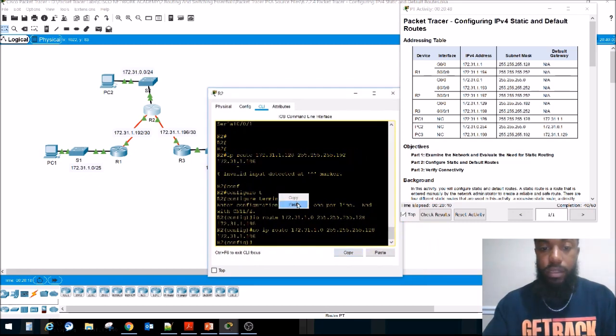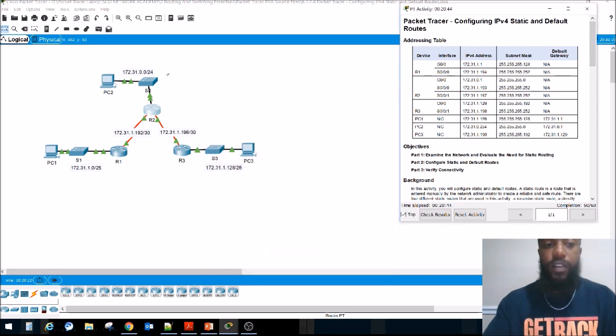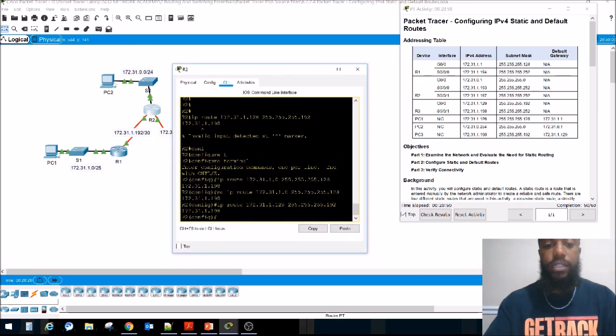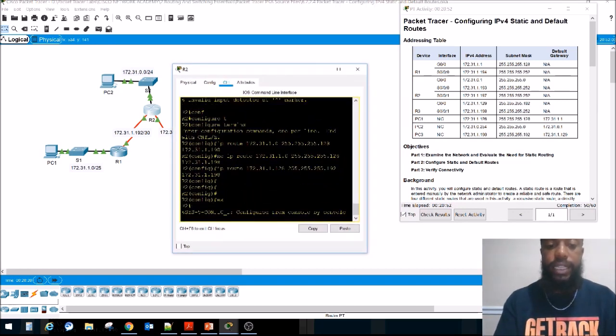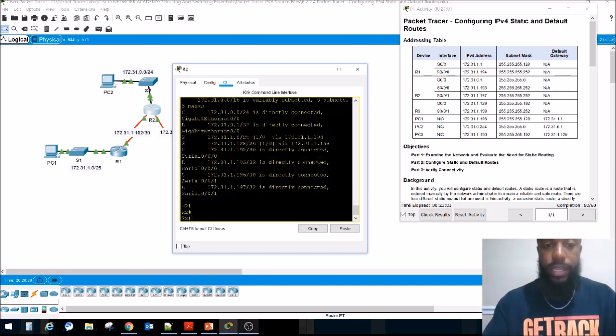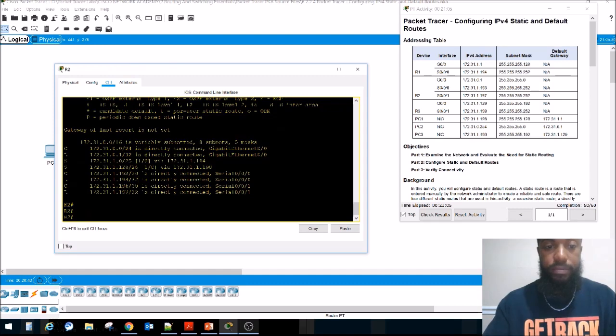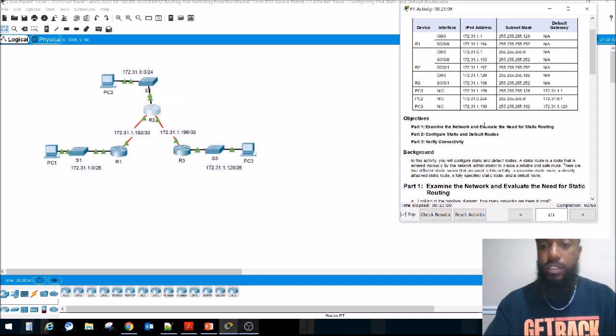Copy. Paste. All right. So now we got a route to get from this network to that network from the vantage point of router 2. Right. Let's look at his routes now. Exit. Show IP route. All right. Now we got another static route, which is this guy right here. Y'all see that? Now we got one more default route to do.